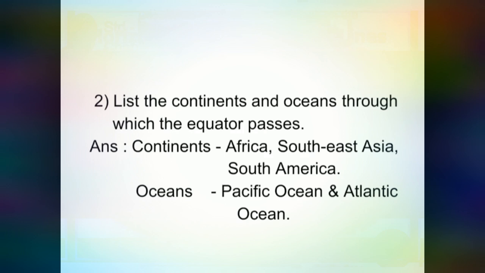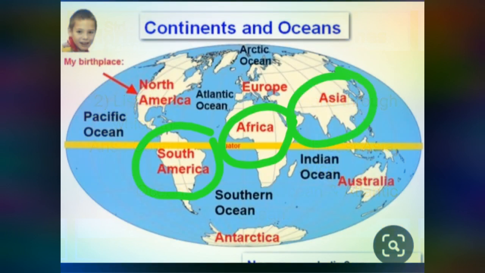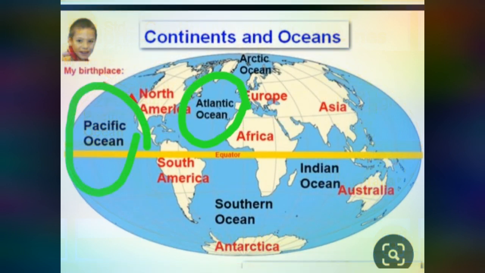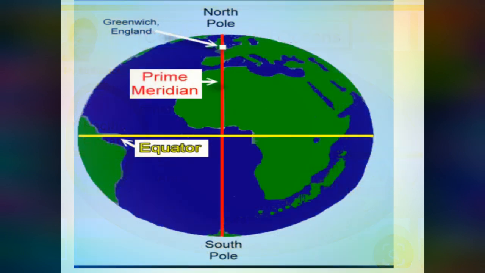Answer is, you can see on the map 3 continents circled with green color. They are the continents which pass through the equator. They are South America, Africa and Asia. And the oceans which pass through the equator are Pacific Ocean and Atlantic Ocean. Now the third question is, encircle the intersection of 0 degree meridian and 0 degree parallel on the globe.